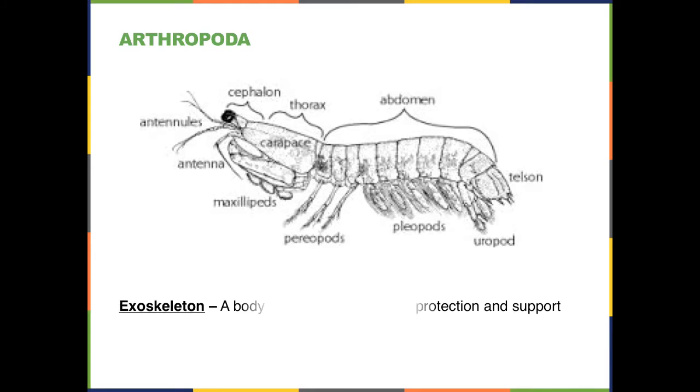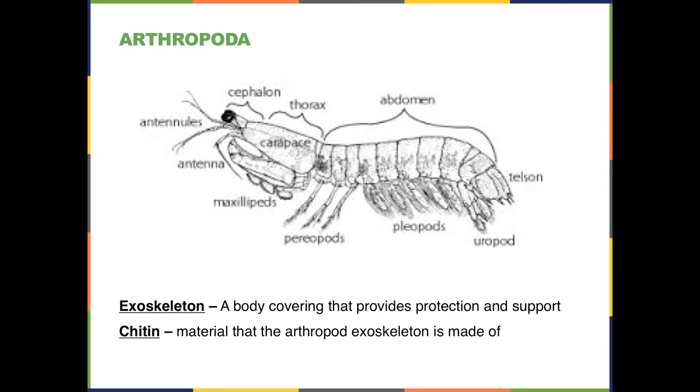First of all, the arthropod has what's known as an exoskeleton. As you well know, most of us have internal skeletons. That is, our skeleton is within our body. The arthropods, on the other hand, have their skeleton on the outside. And it's a body covering that does very much the same thing that our internal skeleton does. That is, it provides protection and support for the animal.